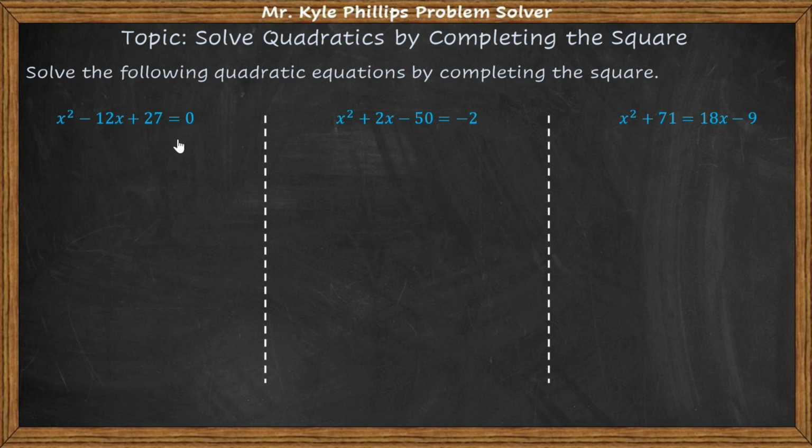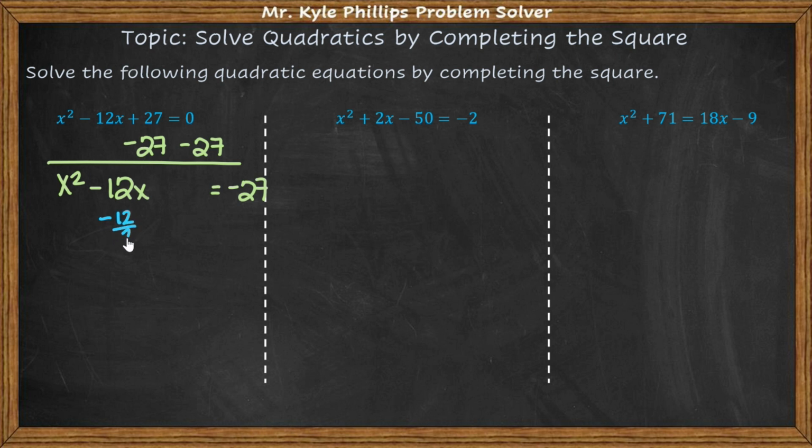So I'm going to start by subtracting 27 from both sides. Now I have x squared minus 12x, and notice how I'm intentionally going to leave space here. And this equals negative 27. Now, we want to create a perfect square trinomial. The process is the same. Take the b term and cut it in half. So here, negative 12 cut in half is negative 6. I'm going to take the negative 6 and square it. What's negative 6 squared? 36.